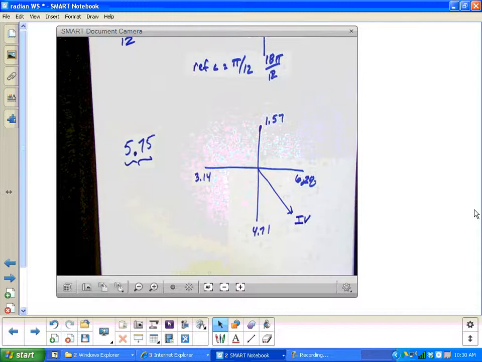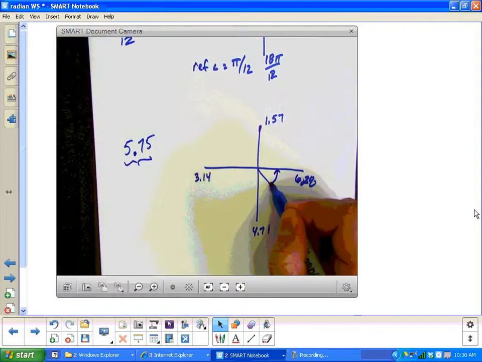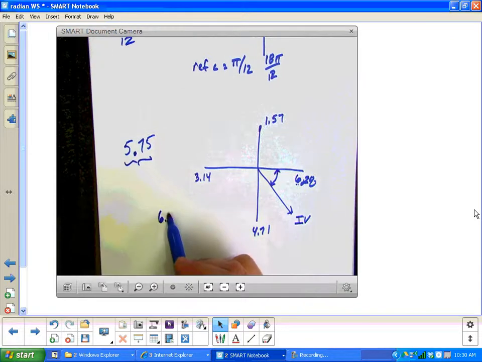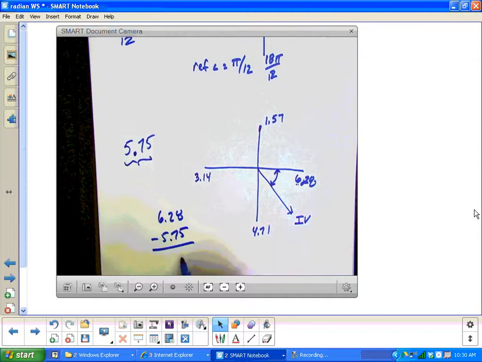Now, this would be the reference angle, wouldn't it? How would we find that reference angle right there? Yeah, just say 6.28 minus 5.75. So let's see, that's going to be 0.53. That would be my reference angle.